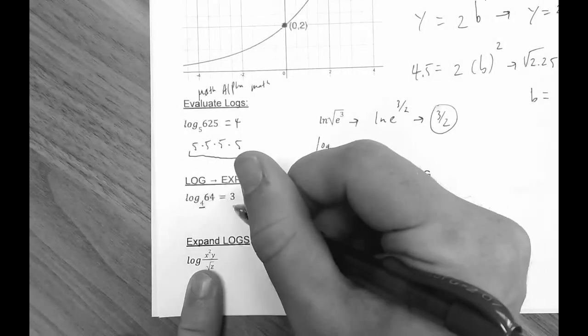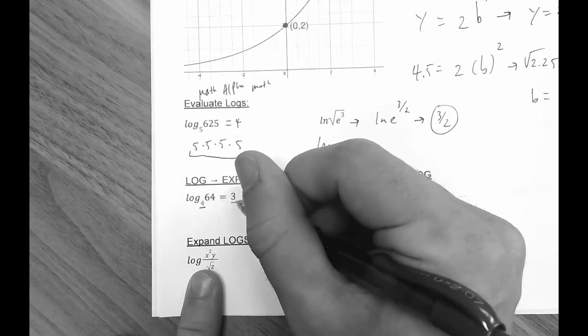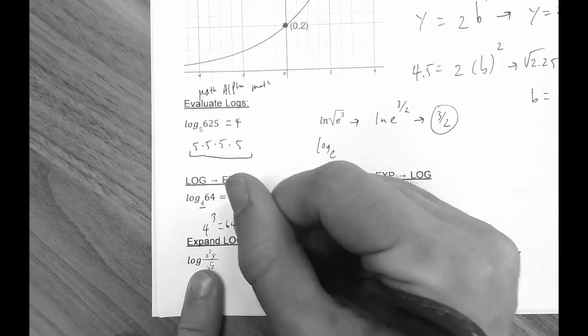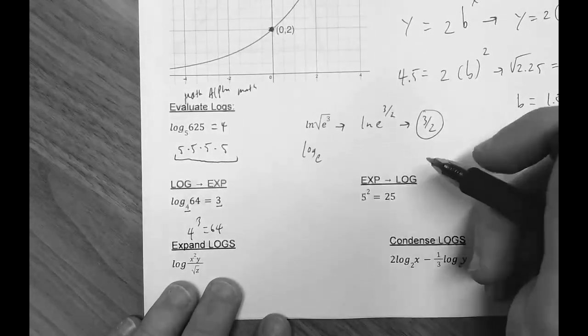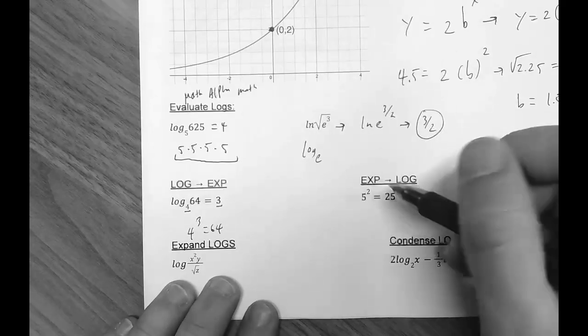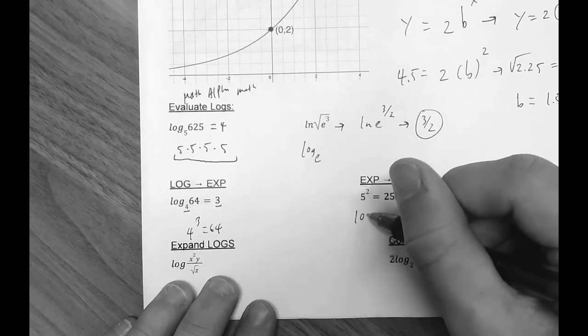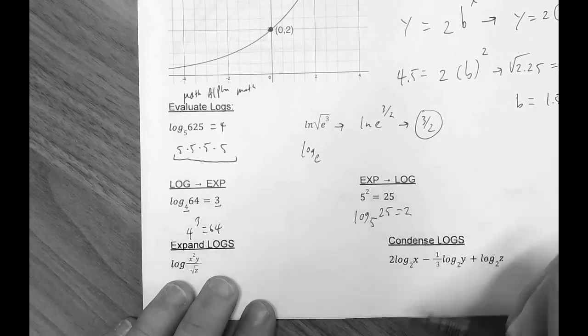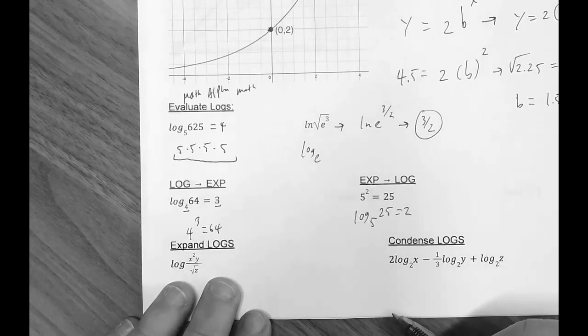Okay. Rewriting from log to exponential. This is our base. This is the power, and this is the result. So it's 4 to the third equals 64. Exponential to log, we say log base 5 of 25 equals 2. 5 squared is 25.